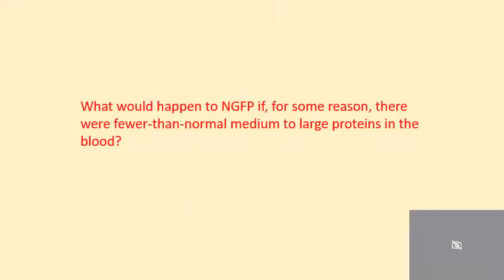Here's the next thing to think about. What would happen to net glomerular filtration pressure if, for some reason, there were fewer than normal proteins in the blood, specifically medium to large proteins? If we had not enough of them, how would net glomerular filtration pressure be affected? Would it increase or decrease? Net glomerular filtration pressure would increase because the osmotic pressure due to plasma proteins would decrease.